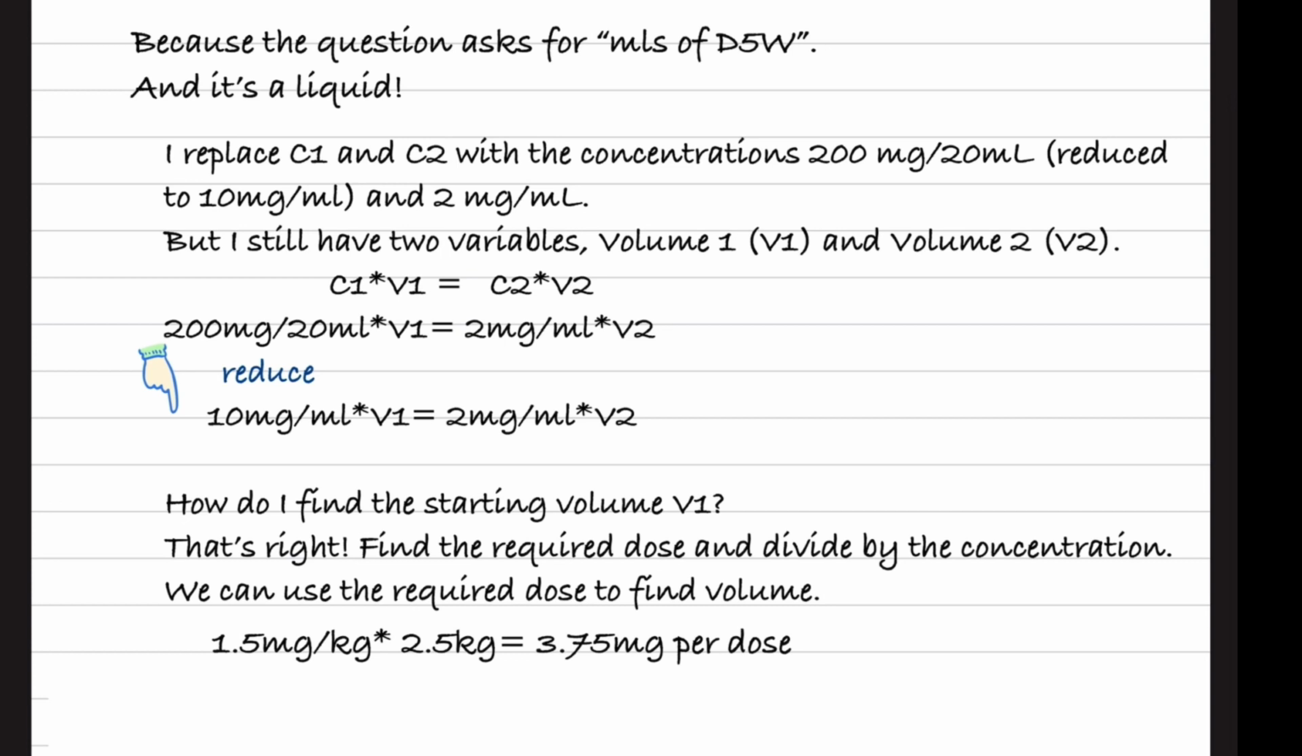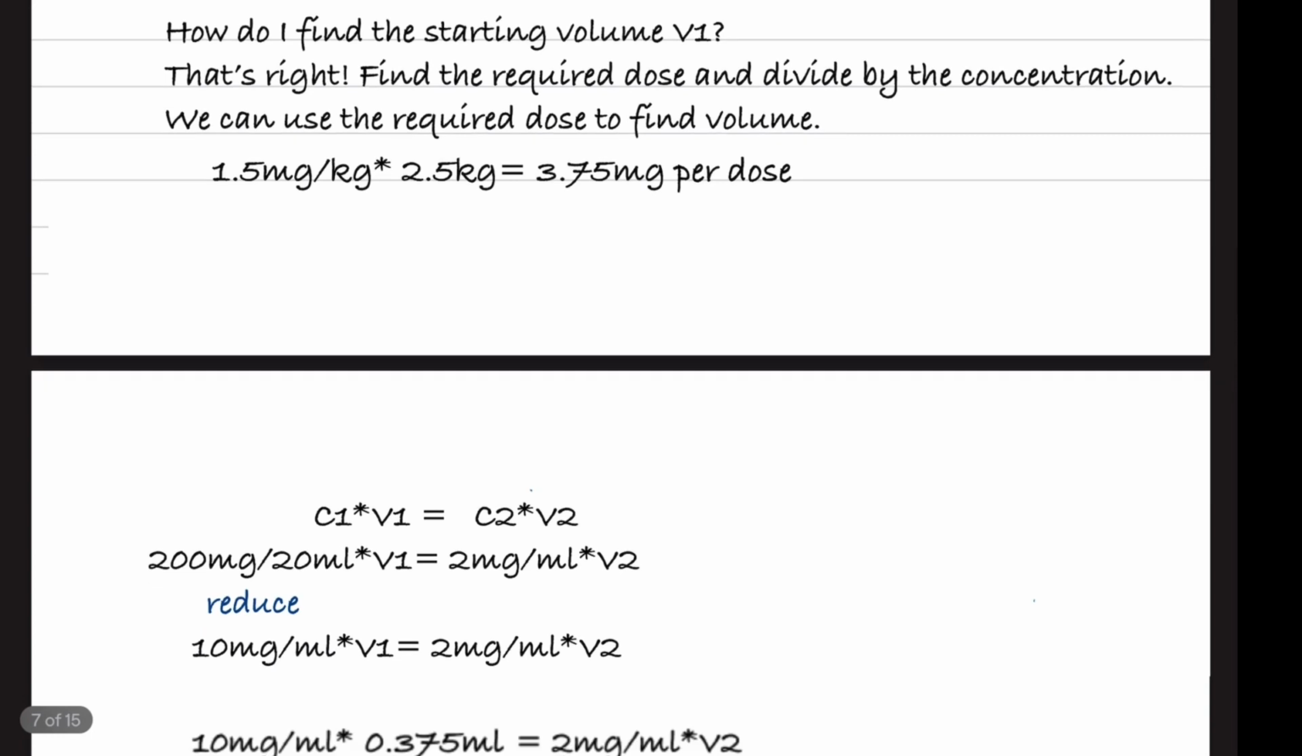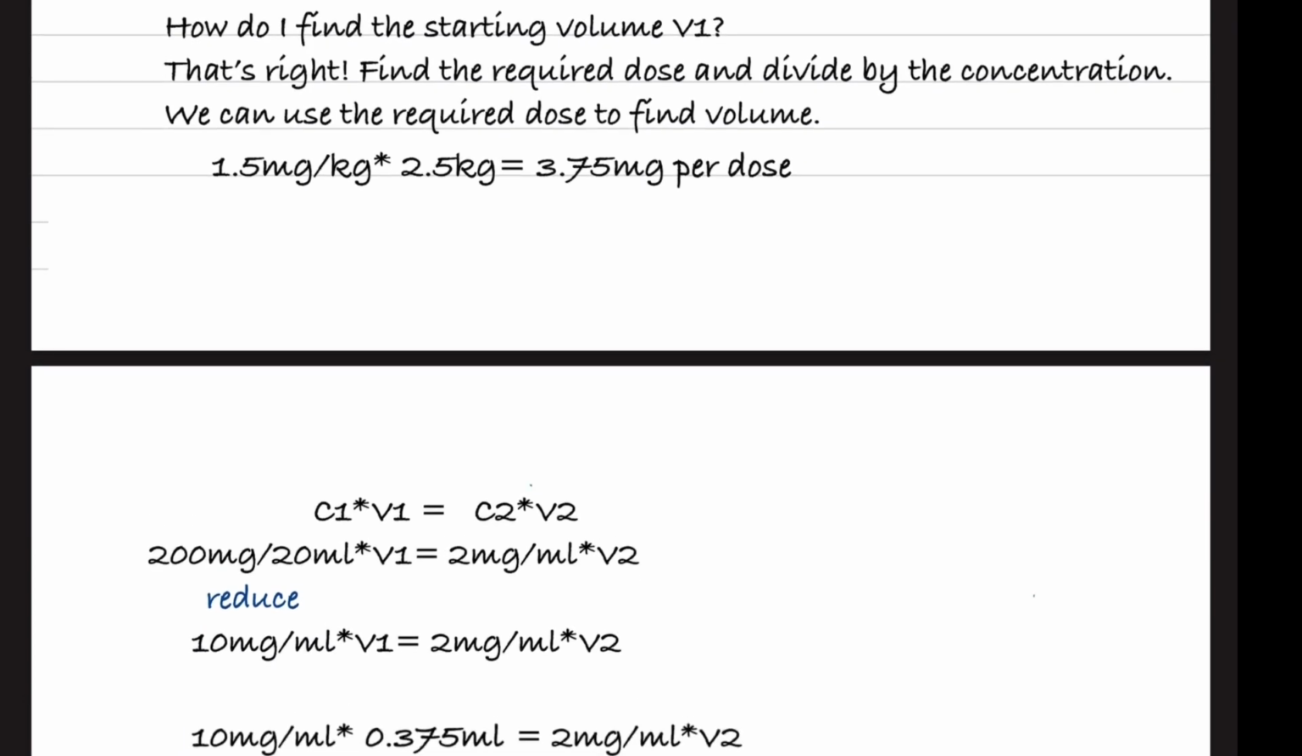How do I find the starting volume, V1? That's right, find the required dose and divide by the concentration. We can use the required dose to find volume. Here's the required dose. From the original question, for the IV route it is 1.5 milligrams per kilogram, and this patient weighed 2.5 kilograms. We multiply, cross cancel, and we're left with 3.75 milligrams per dose.